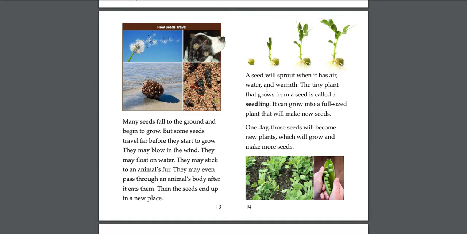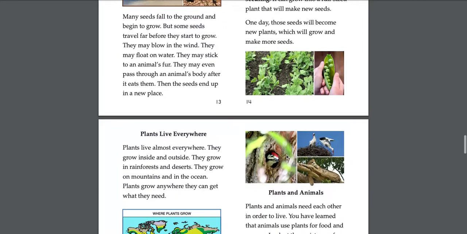A seed will sprout when it has air, water, and warmth. The tiny plant that grows from the seed is called a seedling. It can grow into a full-size plant that will make new seeds. One day these seeds will become new plants, which will grow and make more seeds.